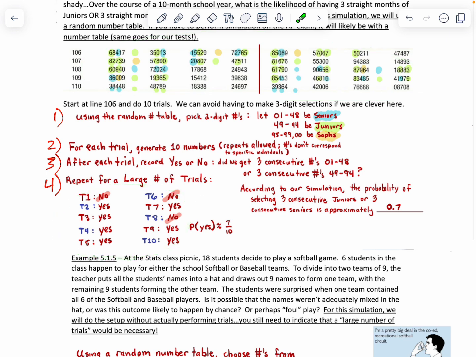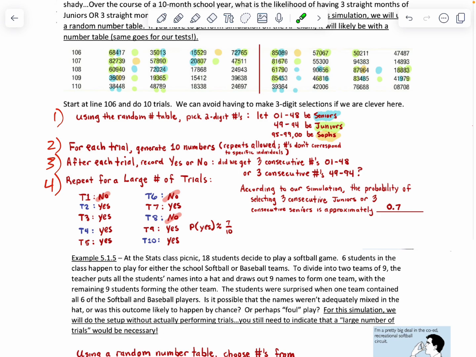And yes, it does say to do 10 trials. That means we're doing it 10 times. And I only got 3 different no's. All the rest of the time, you can check up here if you want to, I got 3 juniors in a row, or I got 3 seniors in a row. So the probability of getting 3 of those in a row based on our 10 trials is 7 out of 10. We got 7 yeses out of 10.